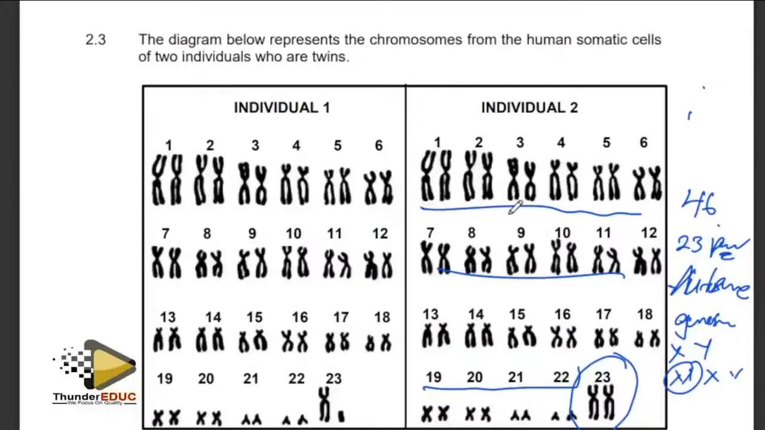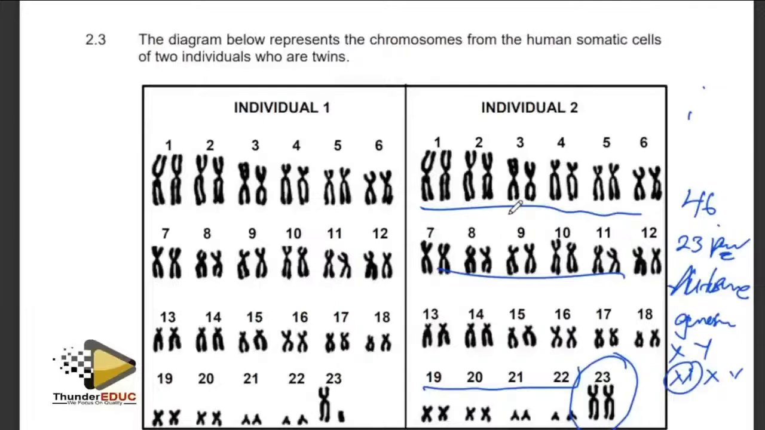Each chromosome pair has different sizes. So that's how you can describe the karyotype. It's made up of 23 pairs. Pair number 1 to pair number 22 is called autosomes. The 23rd pair is called a gonosome.